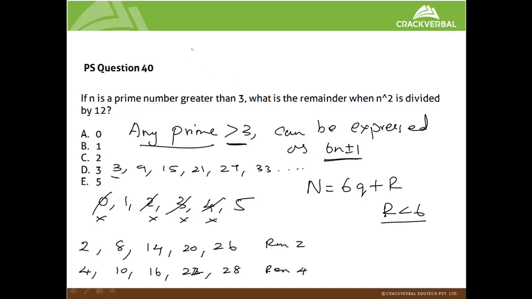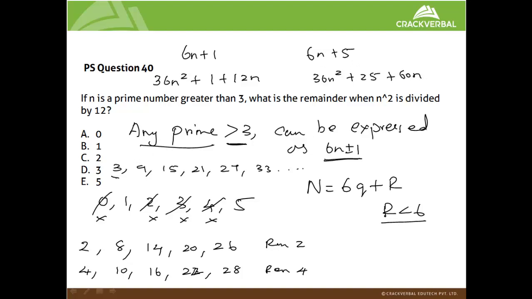So we can express a prime number greater than 3 as 6n plus 1 or 6n plus 5. If this is your number, when you square it, using (a plus b) whole square, which is a square plus b square plus 2ab, you get 36n square plus 1 plus 2 into 6n, which is 12n. Similarly, 36n square plus 5 square, which is 25, plus 2 into 6 into 5, which is 60n. So this is what you express it as.